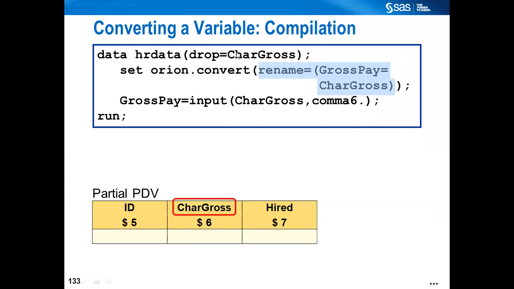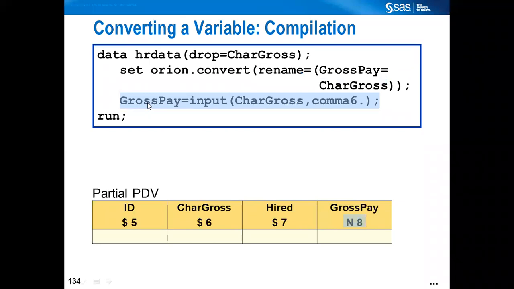During the compilation phase of your data step, when SAS reads this rename equal to gross pay to character gross, your gross pay in PDV is now renamed to character gross. And hence now this gross pay with this assignment statement is a new variable. Because of this assignment instruction, it will create a numeric default. Its length is 8 bytes. And because you have dropped character gross, it is marking a flag in PDV to drop this variable.